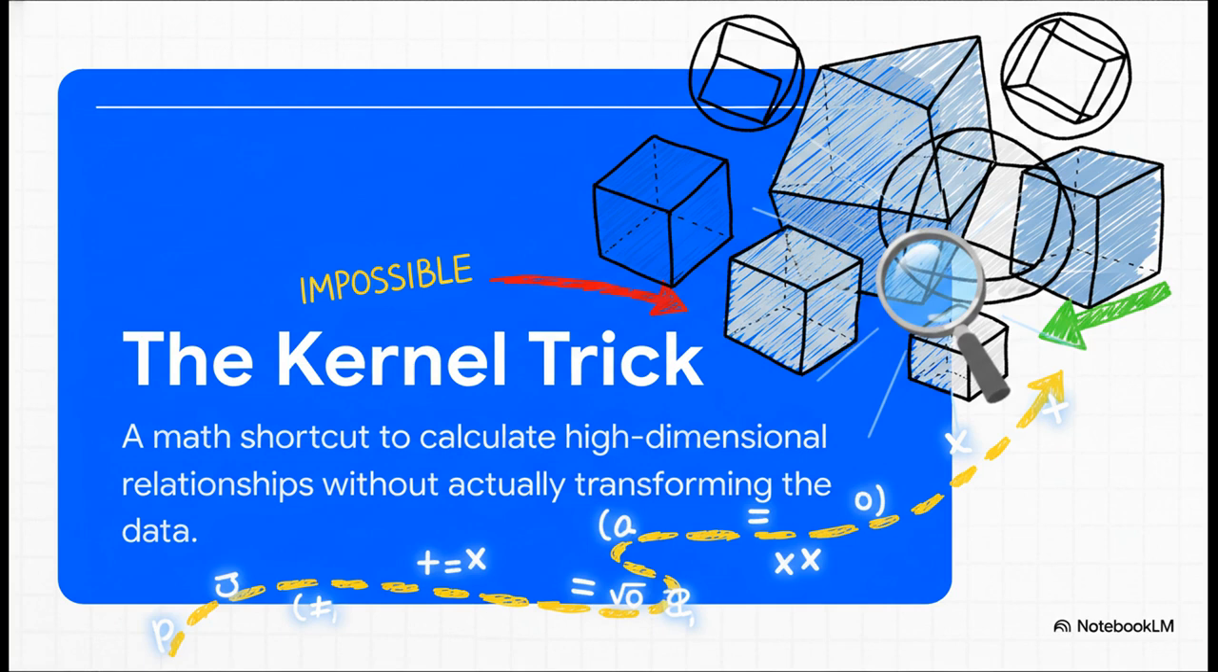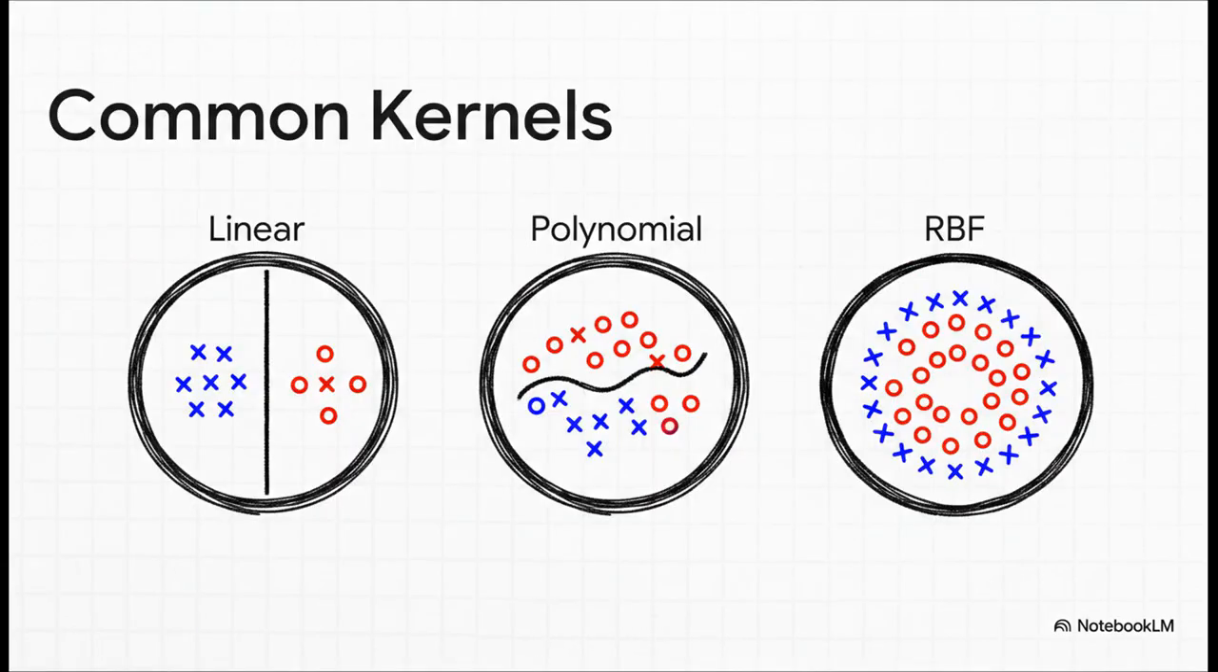Now, here's the thing. Actually transforming huge data sets into higher dimensions would be a computational nightmare. It would take forever. The kernel trick is a beautiful piece of math that lets the SVM do the calculations as if it were in that higher dimension without ever actually doing the heavy lifting of the transformation. It gets all of the power without any of the crippling cost. It's amazing.